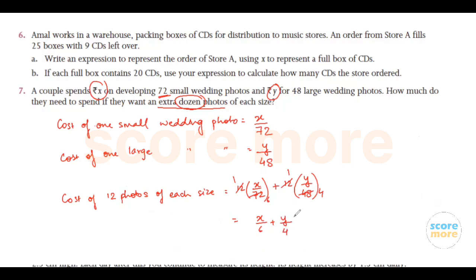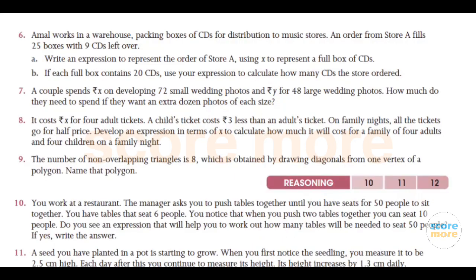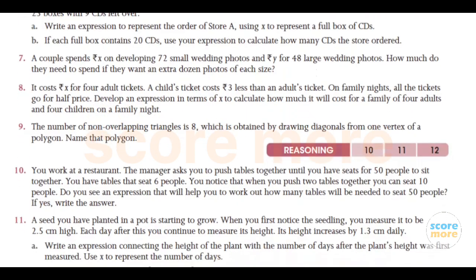Now we are talking about the cost, so the answer should be in terms of rupees. So the answer is x/6 + y/4. Now moving on to question number 8. Question number 8 is: it costs rupees x for 4 adult tickets. A child's ticket costs rupees 3 less than an adult ticket.